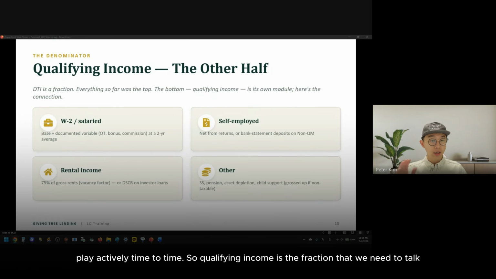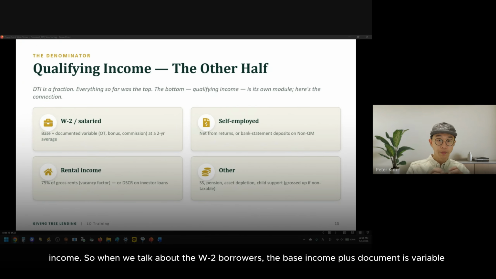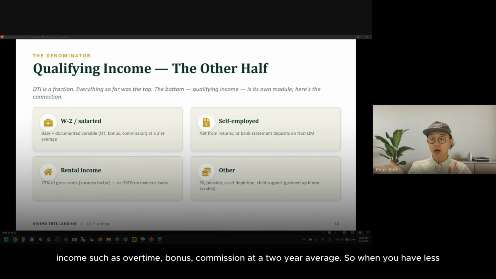So qualifying income is the fraction that we need to talk about. Everything so far was the top; the bottom is where we need to focus right now, the qualifying income. For W-2 borrowers, it's the base income plus documented variable income, such as overtime, bonus, and commission, at a 2-year average. When you have less than 2 years, don't even consider it. Have a hard stop on it.